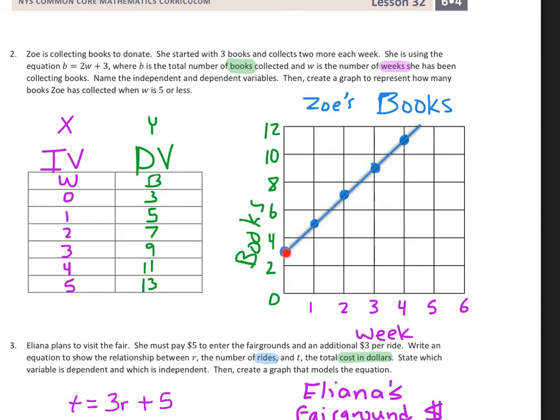Obviously, this is 3 because it's between 2 and 4. This is 5 because it's between 4 and 6. This is 7, so on and so forth. And so you can see that my line I draw is not going to go through 0, 0, and that is okay because we have this plus 3. That throws the whole thing off of the 0, 0 origin.